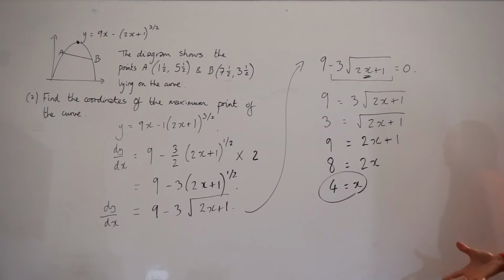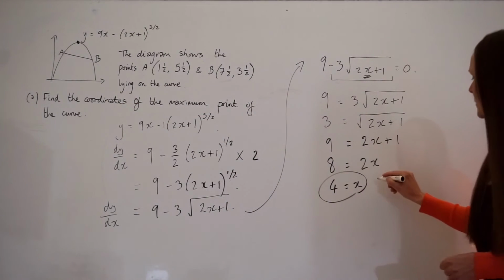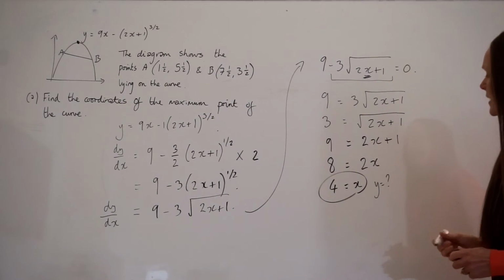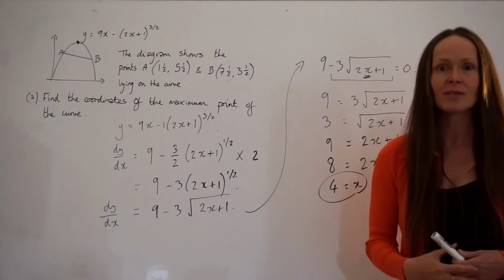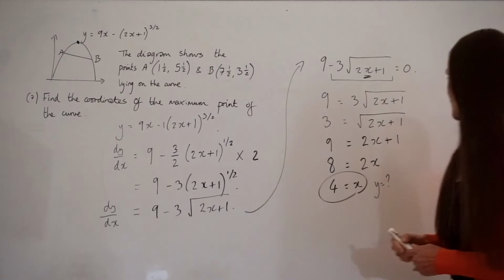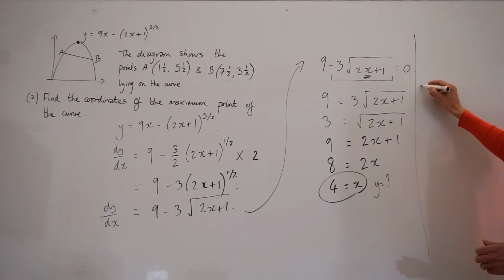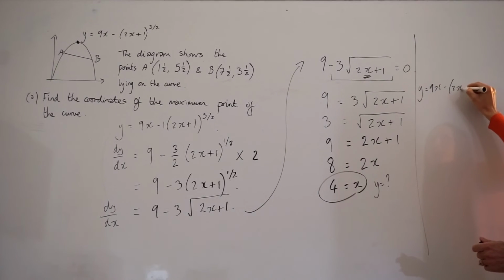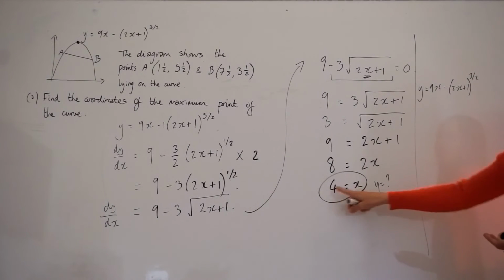So we're nearly there. We have to find the coordinates of the maximum point. So next we have to work out the value of y. To do that, you need to take your x value and substitute it back into the original equation. So this up here. I'm just going to squeeze it on here, hope you can see. So in this equation, y equals 9x minus (2x plus 1), all raised to the power of 3 over 2, I need to switch the x values for positive 4.